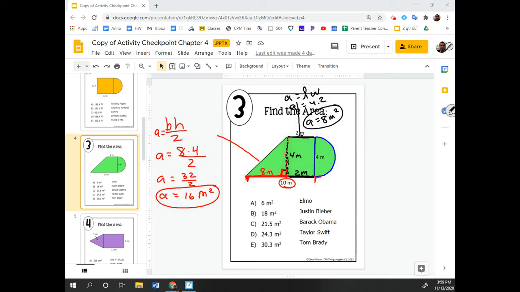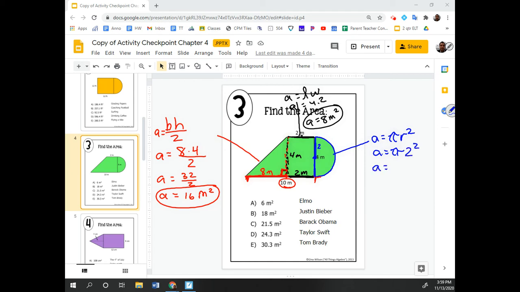And then I go to my semicircle here. The formula for the area of a circle is, and you've got to memorize this, pi times radius squared. Do I know my radius? Well, this blue line goes to the middle and all the way across. That is called the diameter. So the radius is half of that. If the whole diameter is 4, that means my radius is 2. So pi times 2 squared.